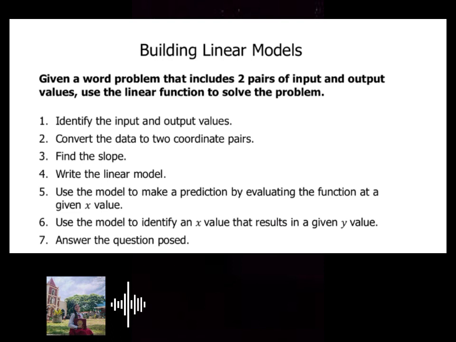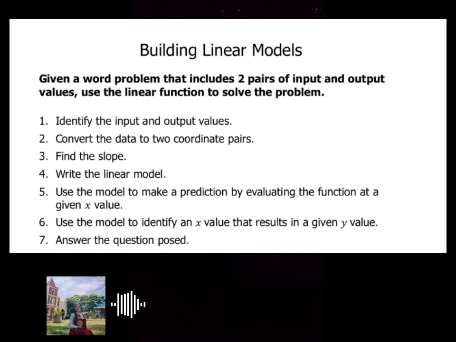Fifth, use the model to make a prediction by evaluating the function at a given x value. To make a prediction, substitute the given x value into the linear model and solve for y. This gives the predicted output value.